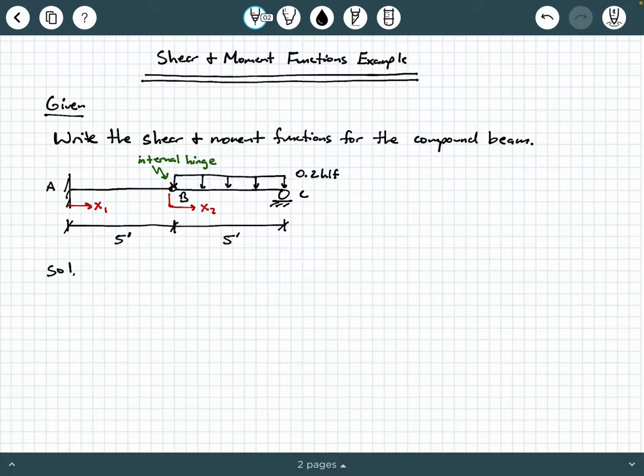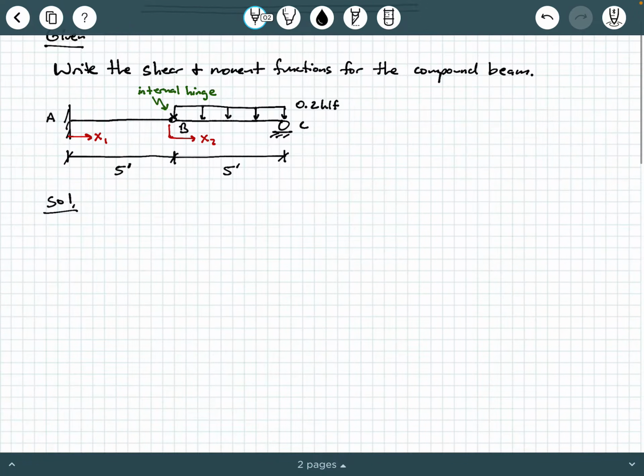I'm going to write solution here. Now, if you remember from your knowledge of statics, whenever you have a compound beam, which again is made up of pin-connected members connected by this internal hinge, we need to solve for external reactions first, and in order to do that, we need to disassemble at that internal hinge B. So I'm going to write that down: disassemble at the internal hinge B.